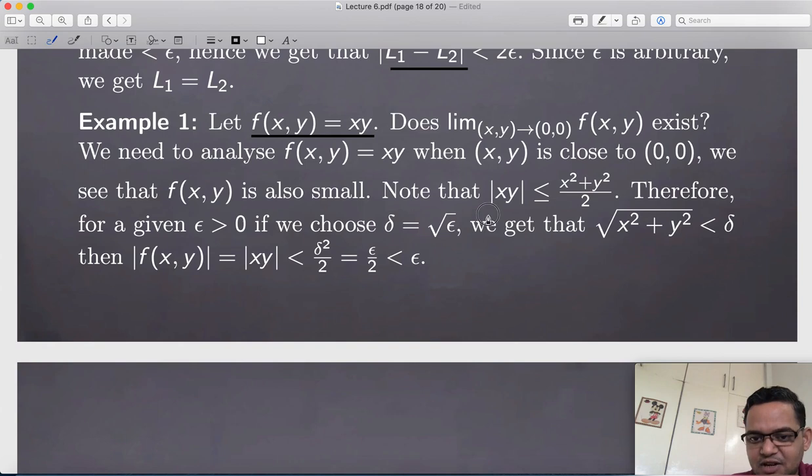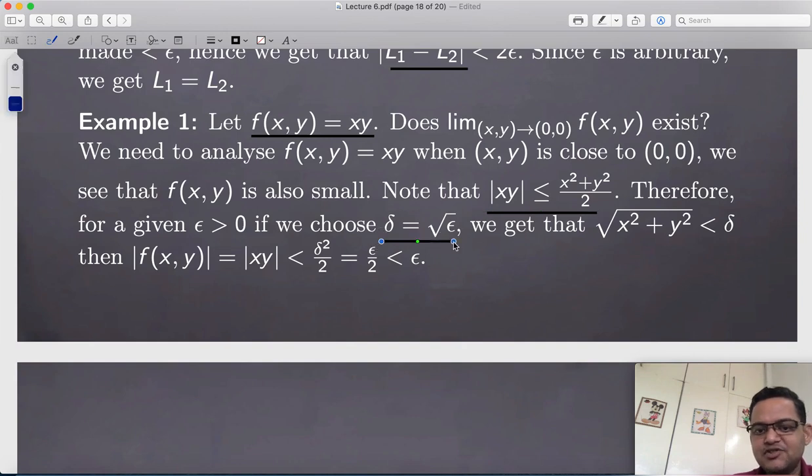Now you see this inequality here. This is nothing but the modulus of (x, y) squared, which I want to take as less than delta. So if this is less than delta, what I will get is that this is less than delta squared by 2, and I want to make this less than epsilon. So basically whatever number you are getting here, you just write in terms of epsilon.